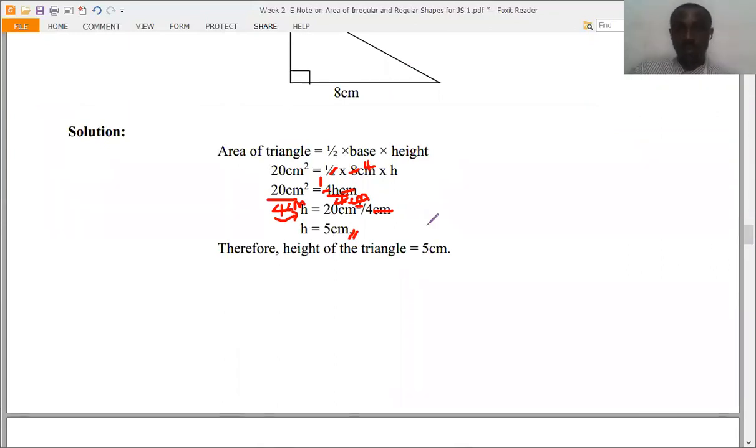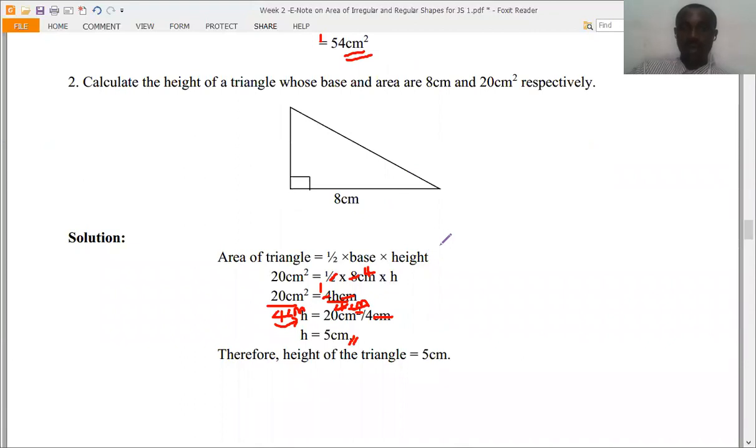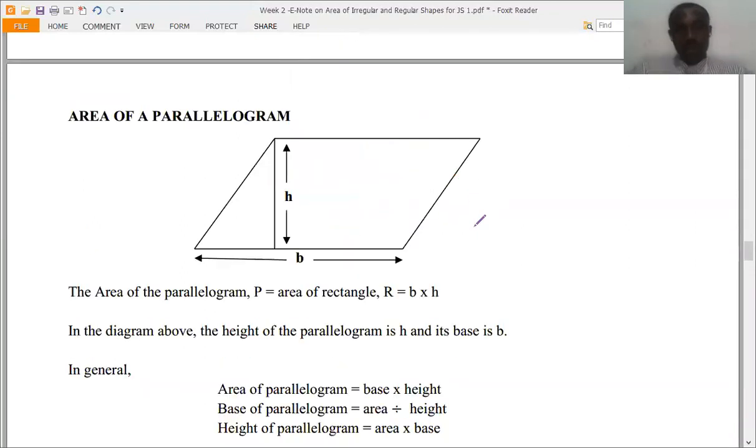All you need to do for now is memorize the formula to calculate the area of the triangle. Memorize it for now. All right, next we're looking at the area of a parallelogram.